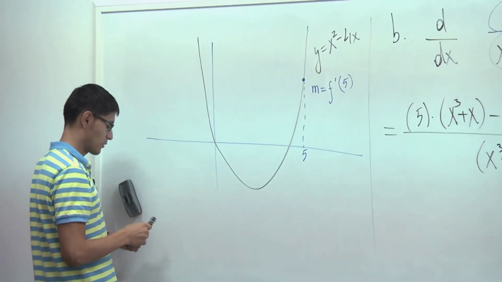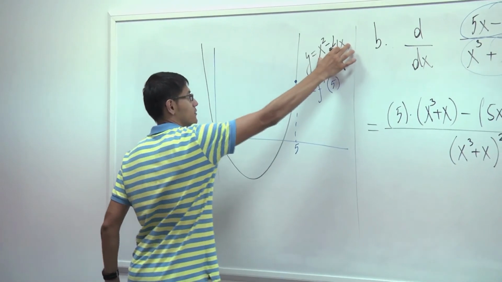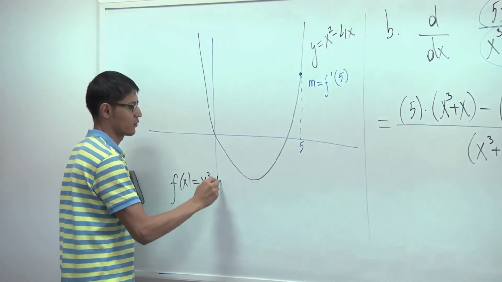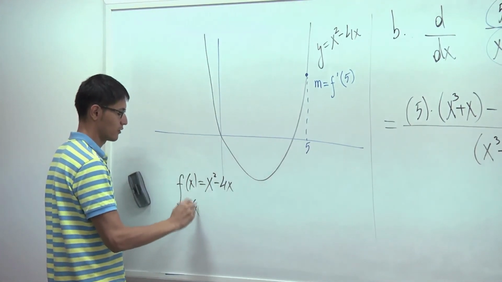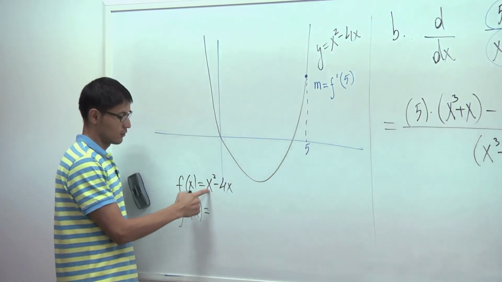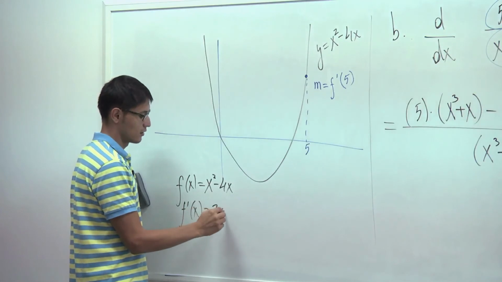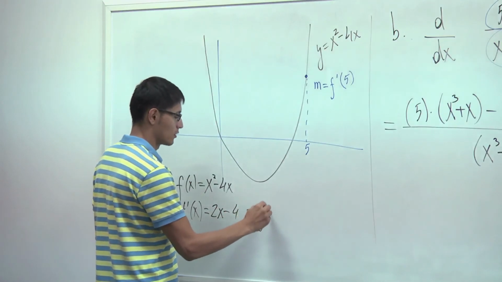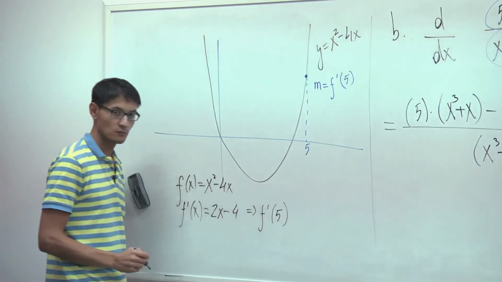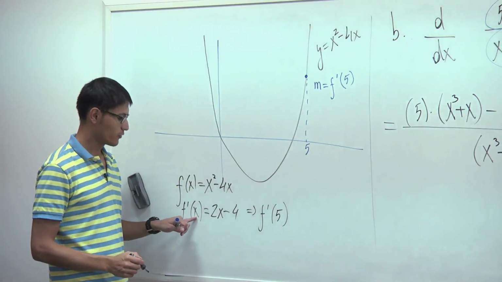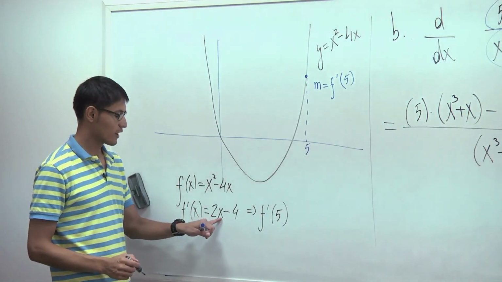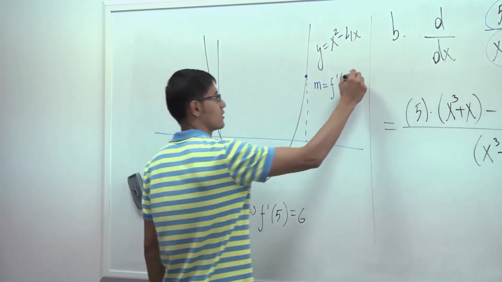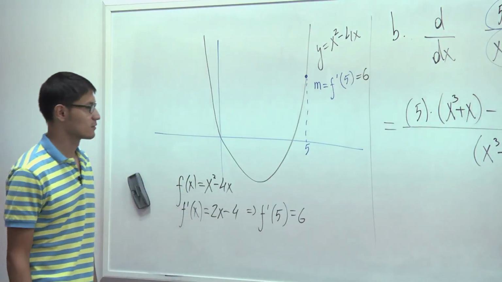What's f? What's our function? Well, this is our function, right? This is f of x. So if f of x equals x squared minus 4x, then what would be f prime? The derivative. Well, x squared becomes 2x, and 4x becomes just 4. That's our derivative. So now we can find f prime of 5. If I put 5 in here, the 10 minus 4 equals 6. So f prime of 5 is equal to 6. So that means the slope equals 6.